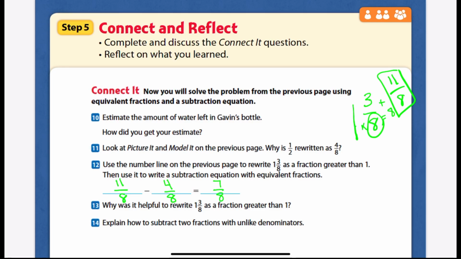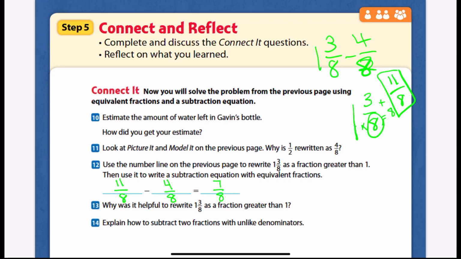So why was it helpful to rewrite 1 3/8 as a fraction greater than 1? Well, it would have been really hard to subtract 1 3/8 from 1/2, or even 4/8, right? It would have been way easier to subtract 11 minus 4 than do 1 3/8 minus another fraction. So using those improper fractions really helps us streamline everything and just make it a number minus another number, and simply do it that way. And then at the end, if we need to, we can always change it back to a mixed number.